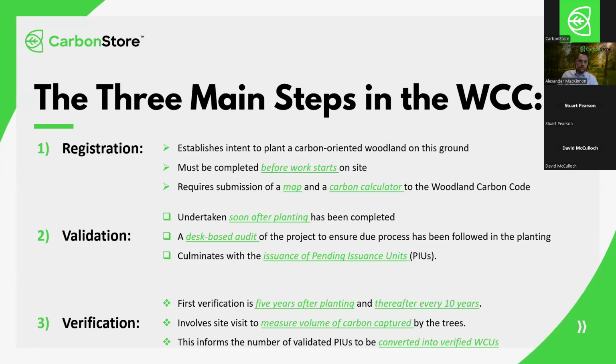The third step is verification, this is the third audit of your woodland, which calculates the volume of captured carbon. This calculation then informs a number of PIUs, i.e. promises to capture a tonne of carbon, to be converted into WCUs, i.e. confirmed tonnes of captured carbon. The first verification occurs 5 years after planting and is essentially a monitoring survey which verifies the number of trees and their health. After that, the woodlands are then verified every 10 years with a mensuration survey measuring the volume of standing timber.